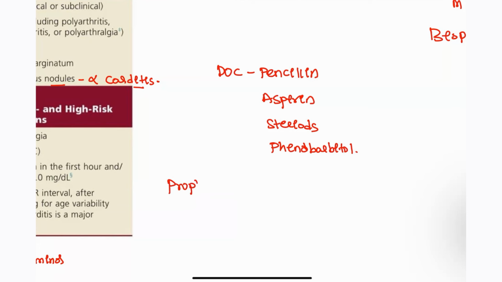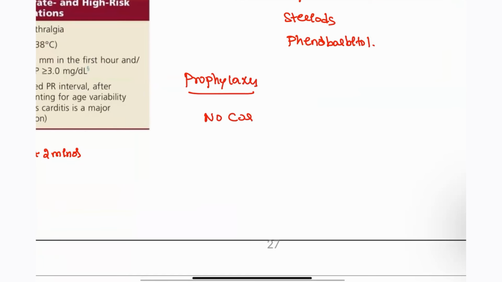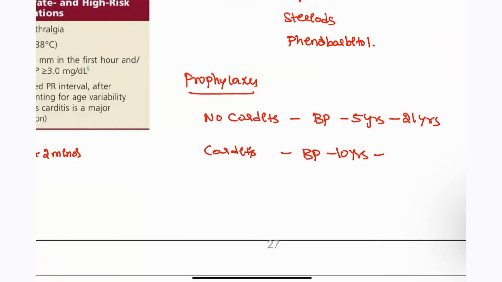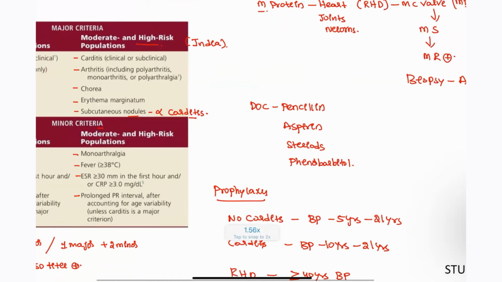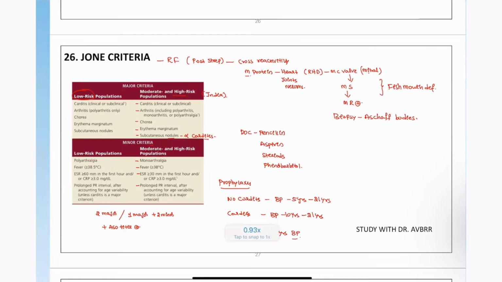Next, coming to prophylaxis. How is the prophylaxis given? If the patient does not have carditis, you give benzathine penicillin for 5 years, up to age 21 years. If the patient had carditis, benzathine penicillin for 10 years, up to age 21 years. If RHD is also seen, then you give benzathine penicillin for more than 40 years. This is how we give these drugs for patients suffering from rheumatic heart fever. This is the overview and the important points that you have to take note of.